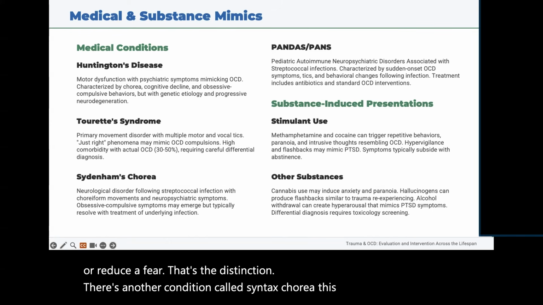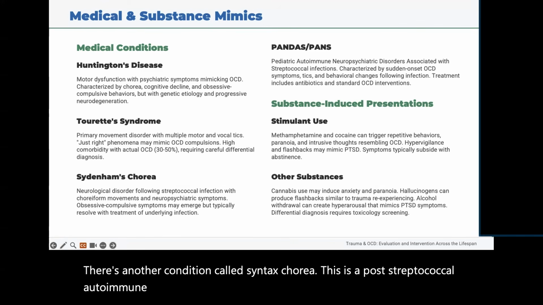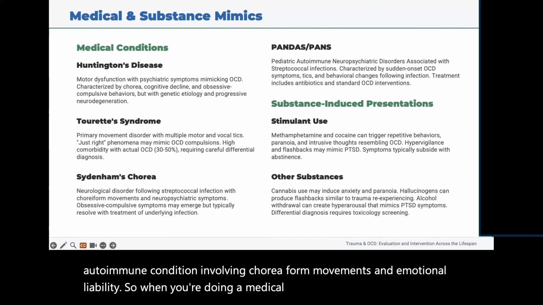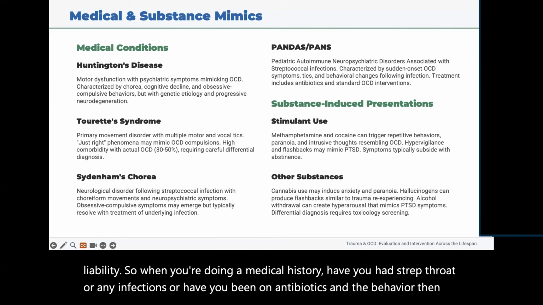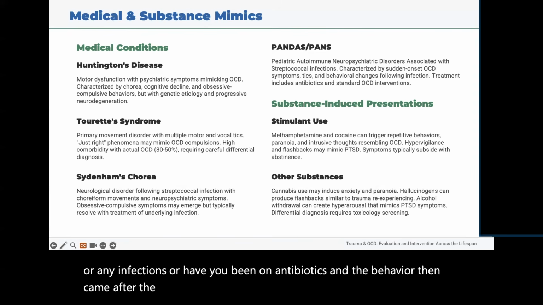There's another condition called Sydenham's chorea. This is a post-streptococcal autoimmune condition involving choreiform movements and emotional lability. So when you're doing a medical history, ask whether they've had strep throat or any infections, or been on antibiotics, and whether the behavior came after the infection. This is something you should think about.